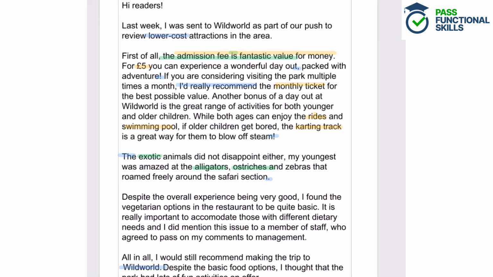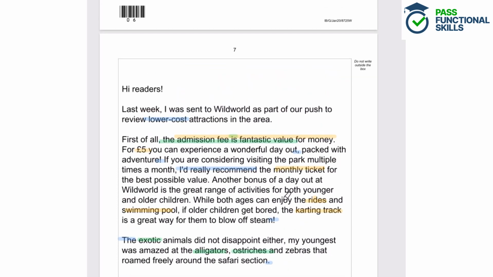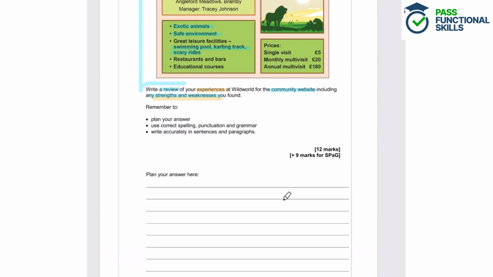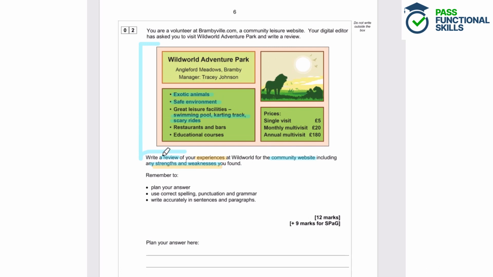Next, let's think about formatting. So we know that we're going to have to choose an appropriate range of organisational features and formatting features to lay out our answer. And that depends on the text type that we're writing. So here we've been asked to write a review. Now sometimes you might be presented with a text type and you won't be familiar with the organisational features that you will need. So you'll need to think carefully about how to structure your answer.